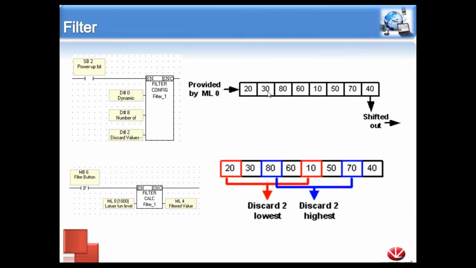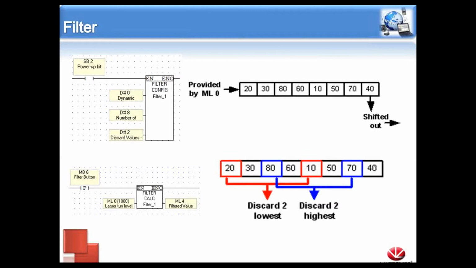So here we've collected 8 values of ML0. Since we have said to discard the 2 highest and the 2 lowest, the controller is going to go in, find the 2 lowest, drop them out, find the 2 highest, drop those out, take the remainder, this 30, 60, 50, 40, and take the average of that. So basically 30 plus 60 plus 50 plus 40 divided by 4.